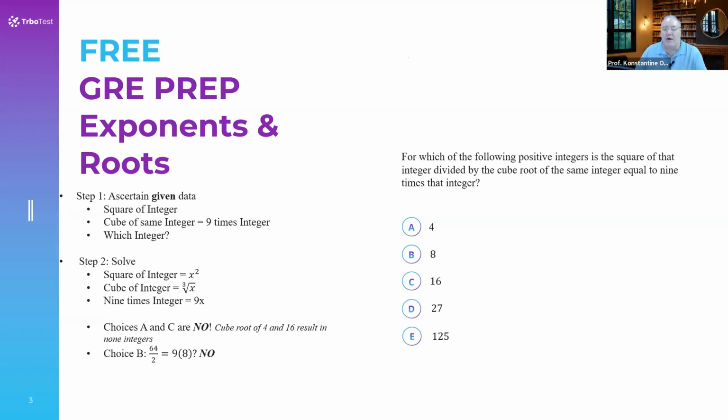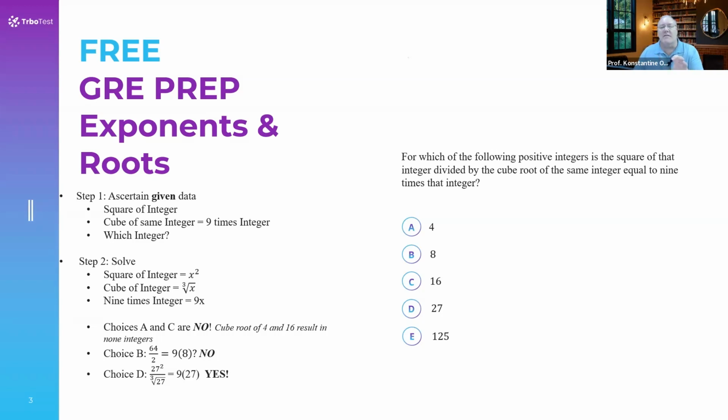Of course, B, if we plug it in, when we square it, is 64. Okay, that worked. But when we divide it by 2, can we make it the same as 9 times 8? Remember, 9 times the integer has to equal what the square was. So no, of course not. That's 72 versus 64. It doesn't work. D says 27. Well, 27 squared works fine. We know that the cube root works fine. We know that 9 times 27 gives us the same answer. So yes, D is correct.